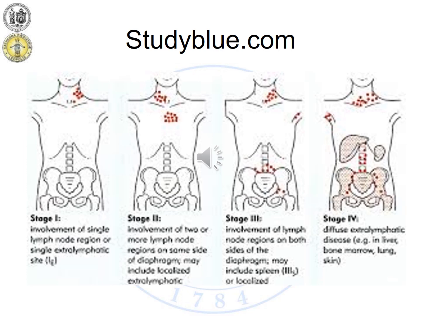This is the figure illustrating the staging, stages 1 through 4. In the picture of stage 1, you see nodes only in the neck. Stage 2, two regions are affected, parasternal and supraclavicular nodes, but still on the same side of the diaphragm. Stage 3, you see that nodes are on both sides of the diaphragm, and on the final stage 4, there is spread all over the body.